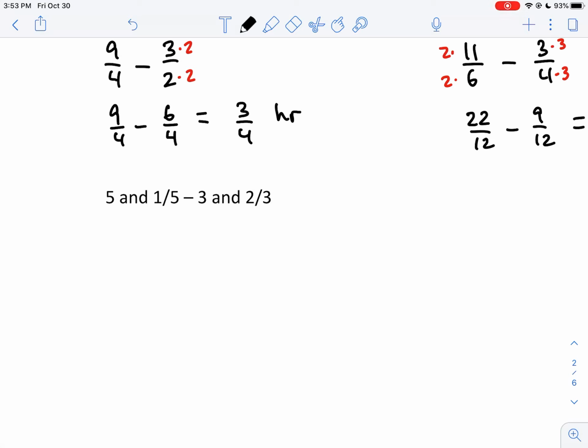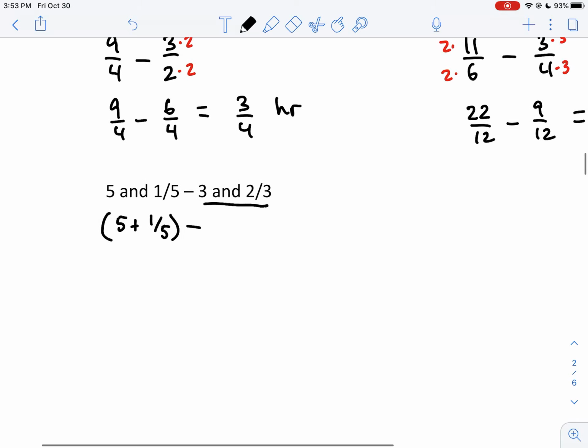And now let's do mixed number subtraction. We have 5 and a fifth, and we're going to take away 3 and 2/3. So if you were to convert these ands into plus signs, 5 1/5 looks like 5 + 1/5. And then we're going to remove this whole amount here, so we've got to put this in parentheses. We want to remove 3 2/3.